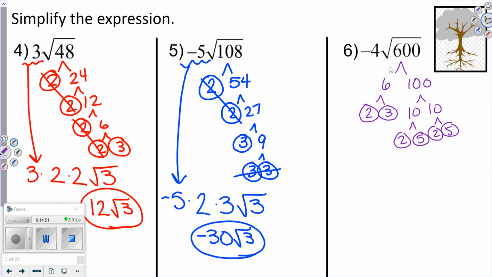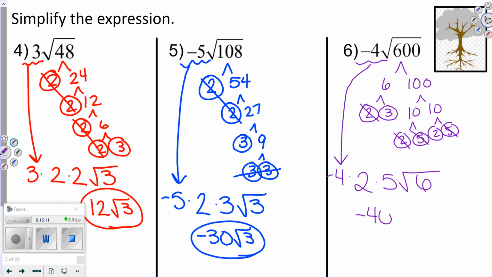All right, so looking for pairs. I got a pair of 2s. I have a pair of 5s. Yep, leftovers, they multiply back into the fridge. And then don't forget you were meeting somebody, so they're already out there, the -4. So -4 times 2 times 5 is -40, and then radical 6.